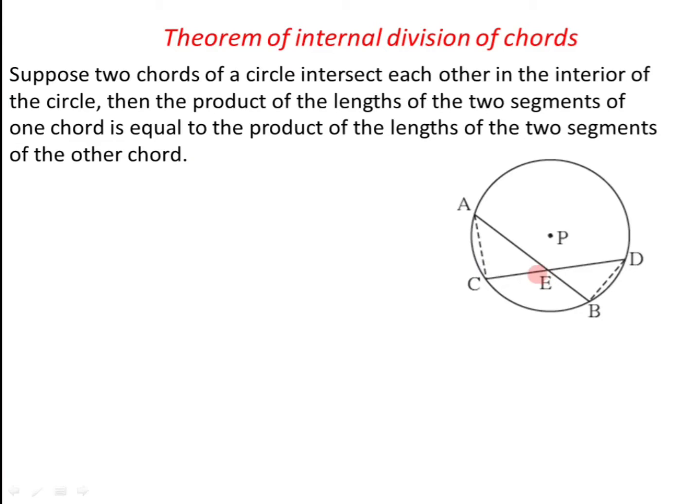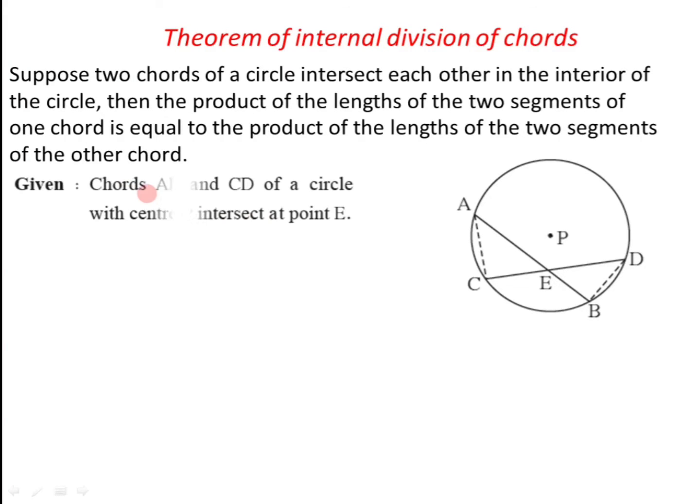So two segments of the other chord are CE and ED. So if we take a product of CE and ED, it must be equal to AE into EB. That we have to prove. So for this diagram, given is chord AB and chord CD of a circle with center P intersect at point E. That's given. And from that we have to prove that AE into EB is equal to CE into ED.